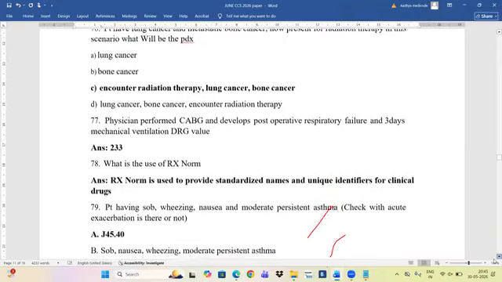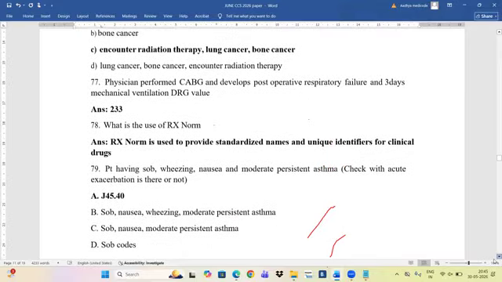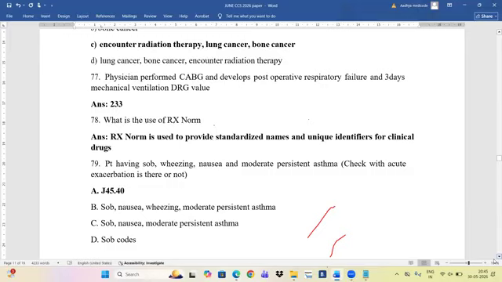Next question, by heart the DRG value: CABG and developed post-operative respiratory failure, CABG with MCC. 233. Cardiac procedure with MCC will get 233.